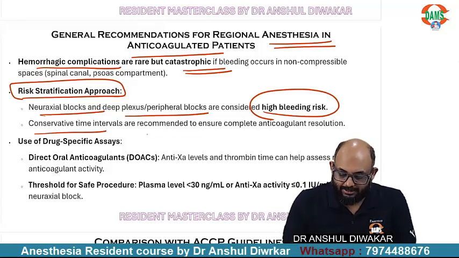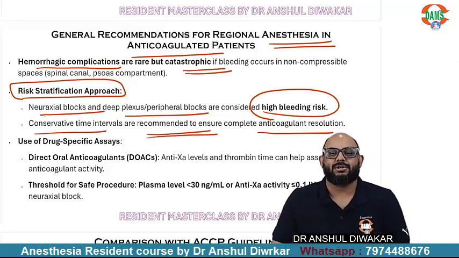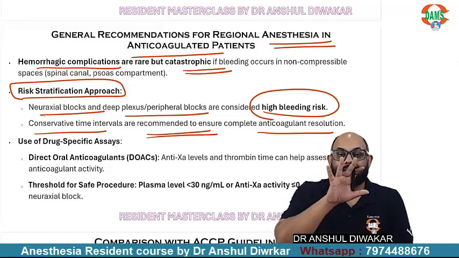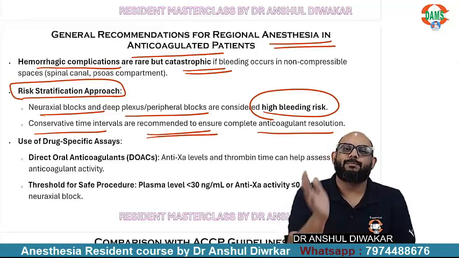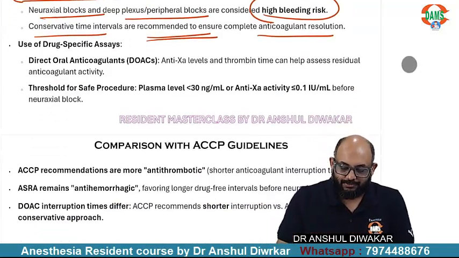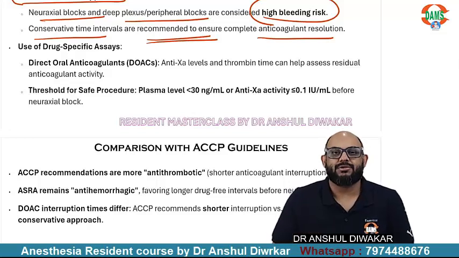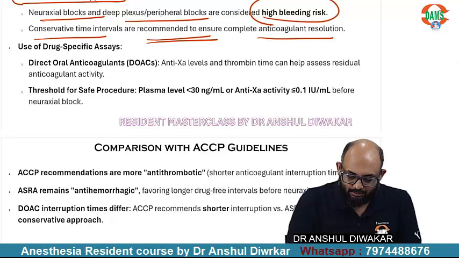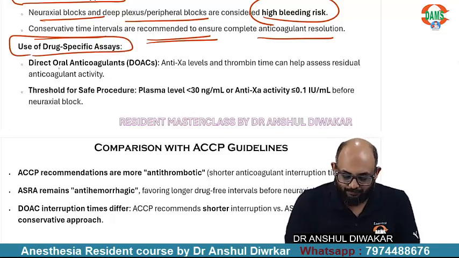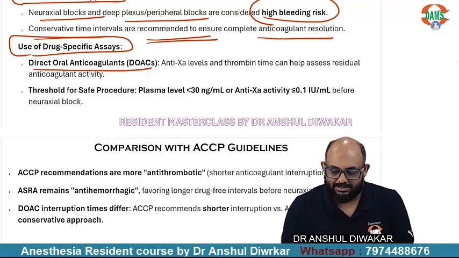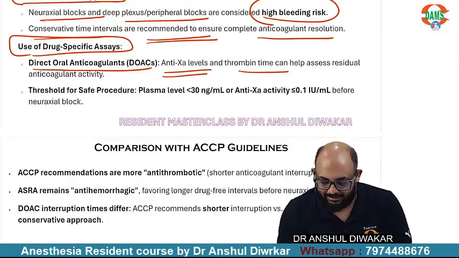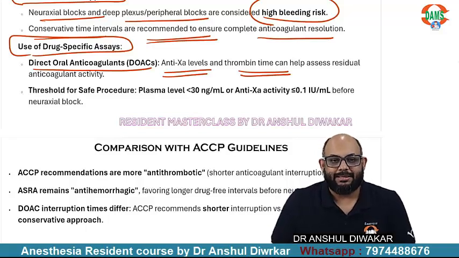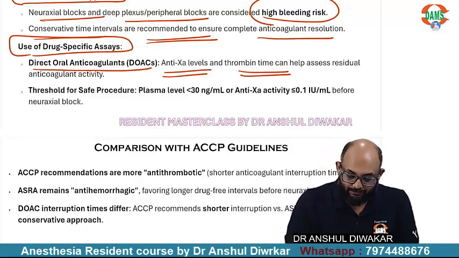Conservative time intervals are recommended to ensure complete anticoagulation resolution. Now, idea is you are stopping to prevent a closed space bleeding, so the time intervals have to be based on the pharmacokinetics of the drug. Now, the new thing that they have introduced in the current recommendation is the use of drug specific assays. So when you are using direct oral anticoagulants, then anti-10A level and thrombin time can help you assess the residual anticoagulant activity. And what is the threshold for safe procedure?